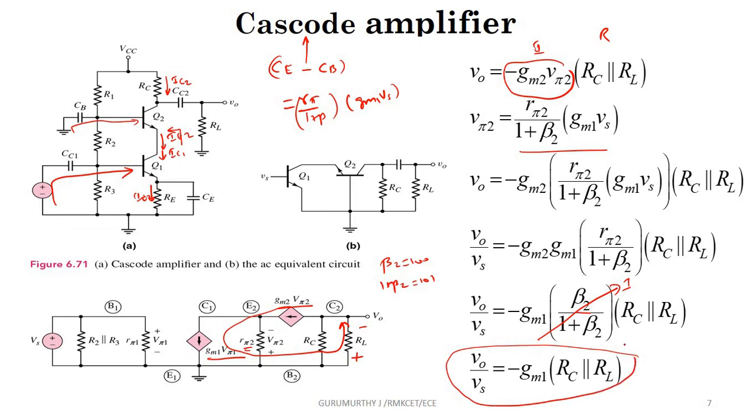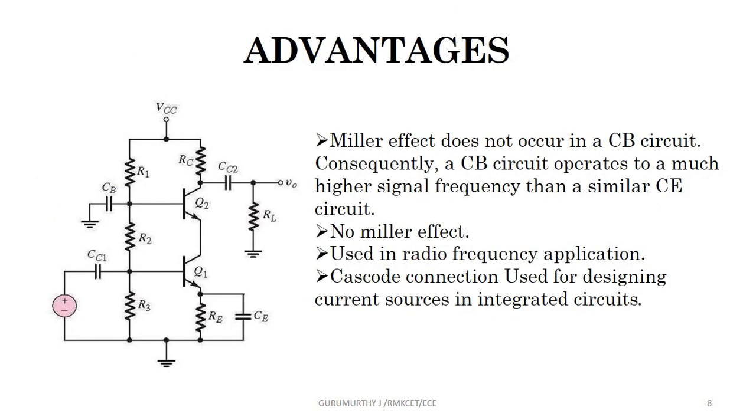The gain of this structure is the same as your CE amplifier. But the benefit of this configuration is that the Miller effect doesn't occur in the common base circuit. Why? Because you are feeding the input to the first transistor and taking the output from the second transistor. In the second transistor, the base is grounded, so nothing is fed to the input. So there is no path from output to input, and you don't have any Miller effect. So this makes the circuit applicable in high frequency circuits.